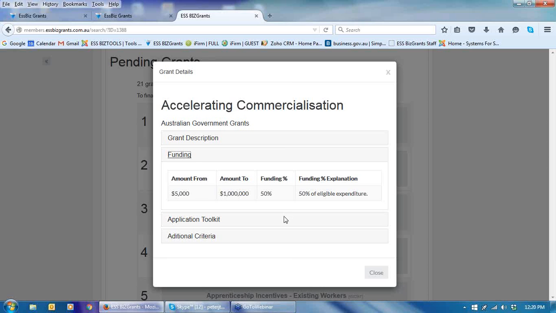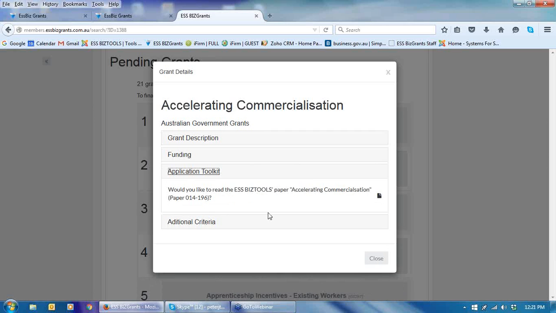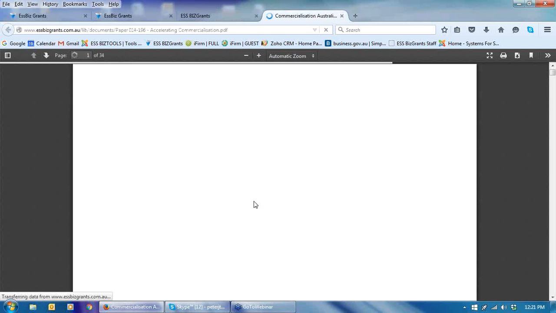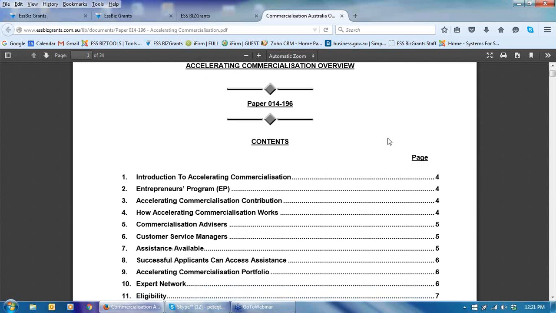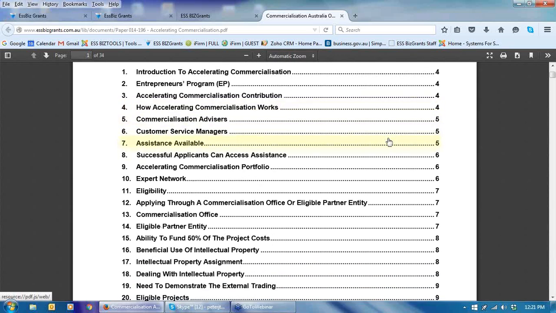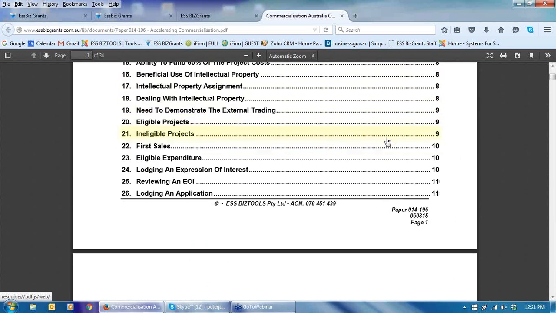So I've, in the meantime, clicked on funding, and the funding is summarized as from a small amount, $10,000, up to $1 million on a 50% basis. In our system, if you then want to go to the toolkit, and what I'm now showing you is identical for every grant within ESS BizGrants, you can read the paper that I'm going to send you, which is the paper on the Accelerating Commercialization Grant.